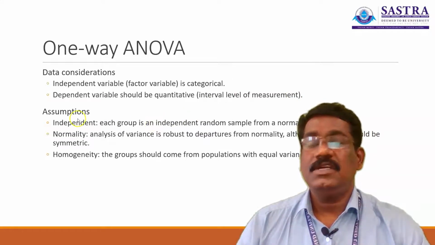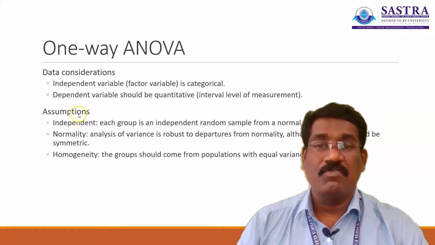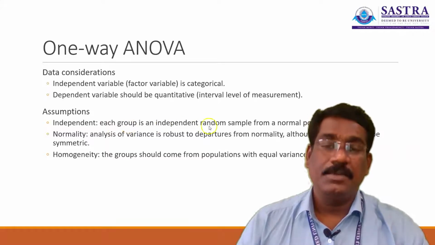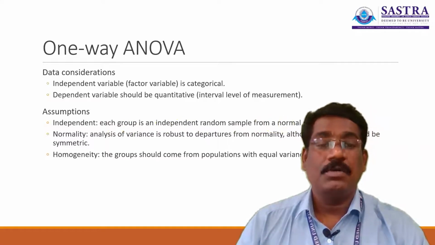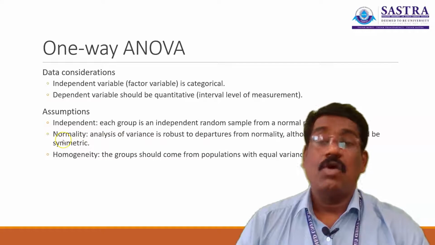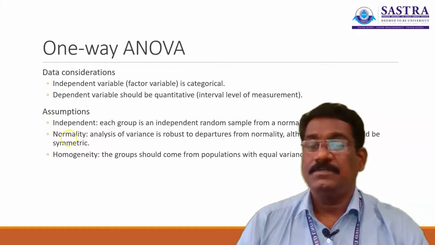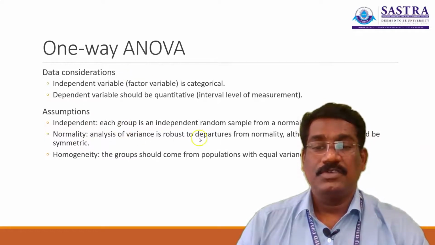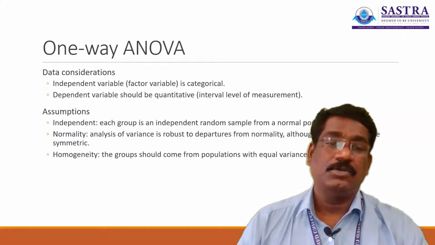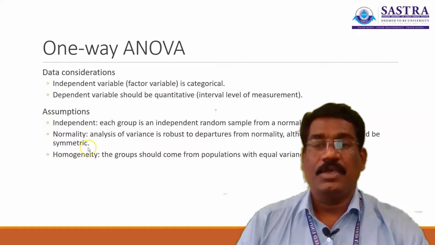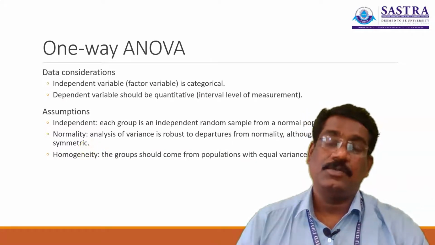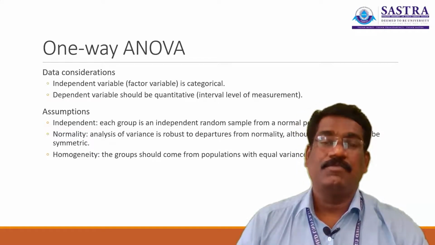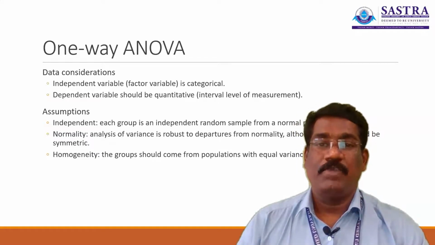So there are certain assumptions involved in one-way ANOVA. This is in case of independence, each group is an independent random sample from a normal population. Okay, and normality, I hope you all know what normality is. Analysis of variance is robust to departure from normality, although the data should be symmetric. Okay, so normality in the sense the data should be normally distributed. That's the assumption we would expect before we do analysis of variance.